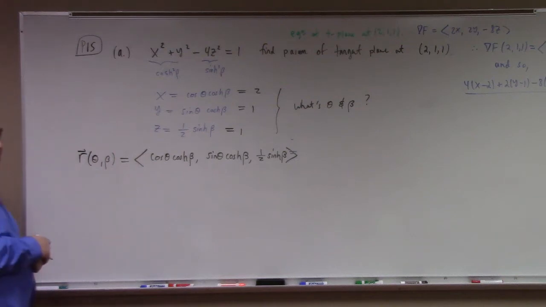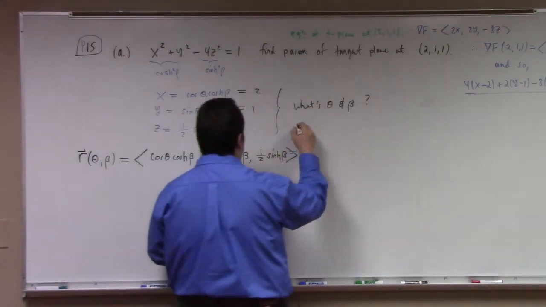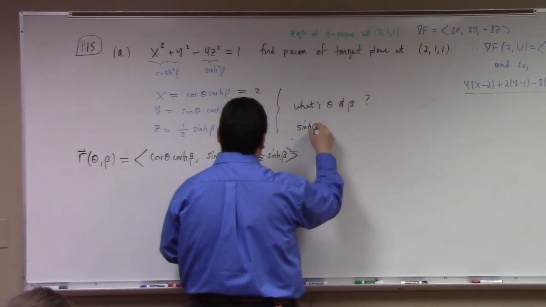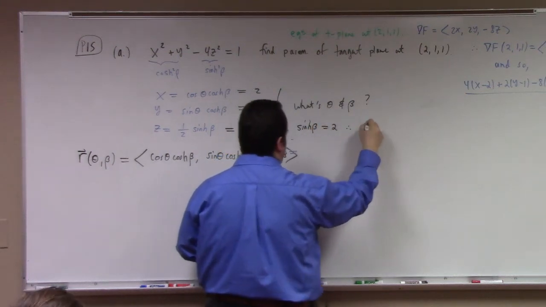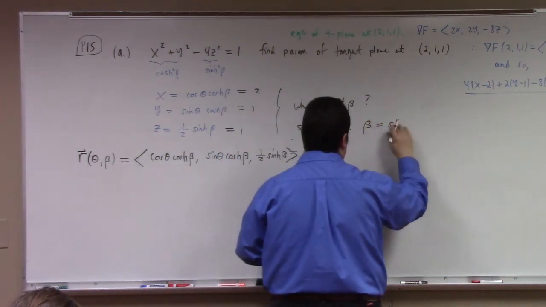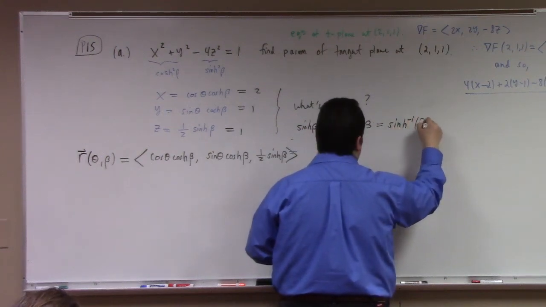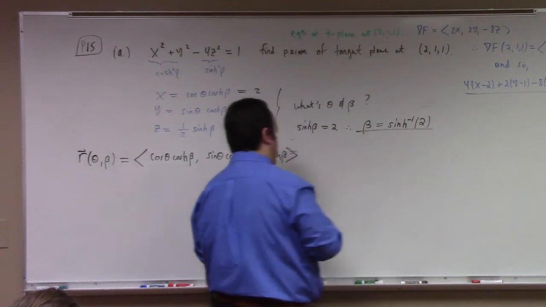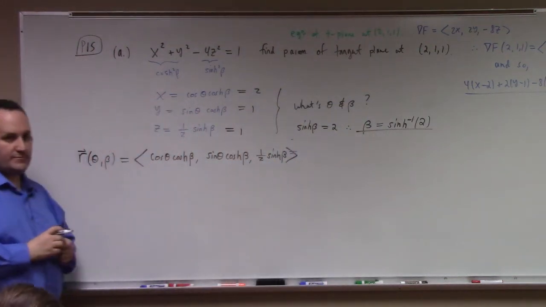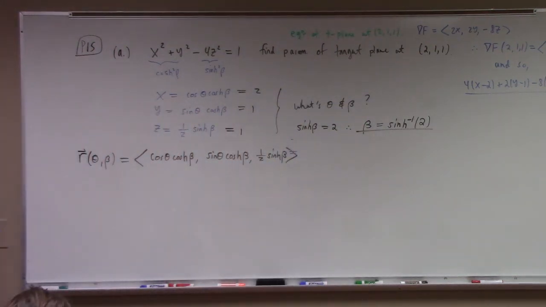Ooh, I like the last equation. The last equation tells me that sinh beta is equal to 2. So beta is inverse hyperbolic sine of 2, which is a thing. That's a number. You won't find it on your calculator.